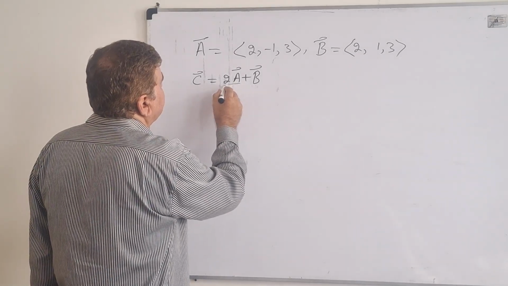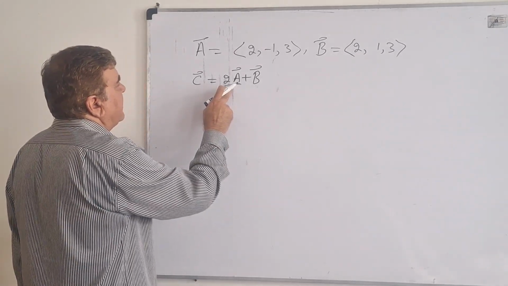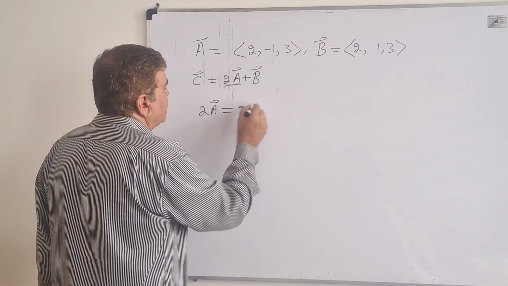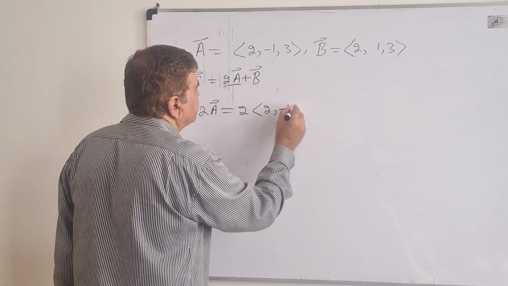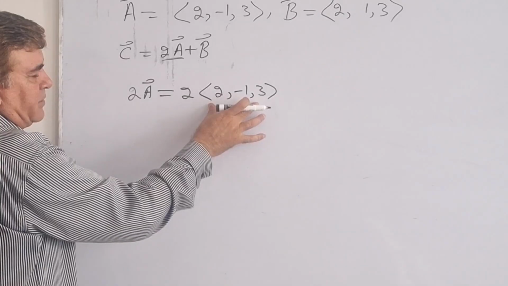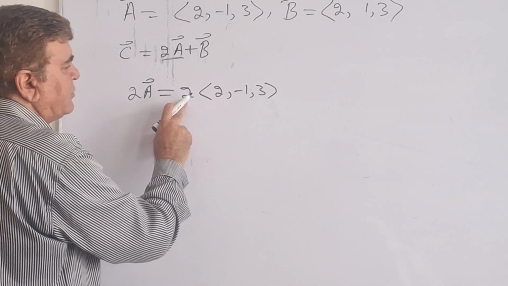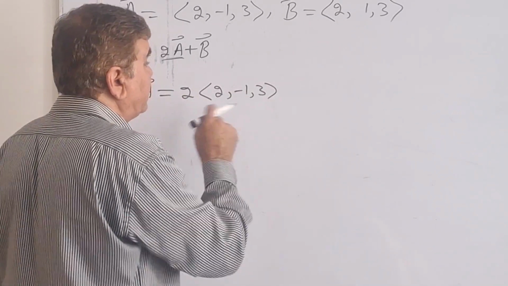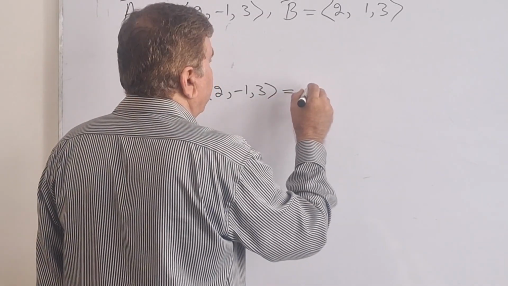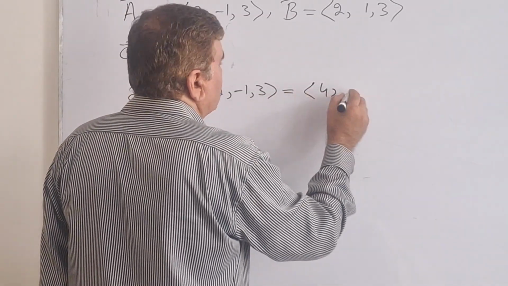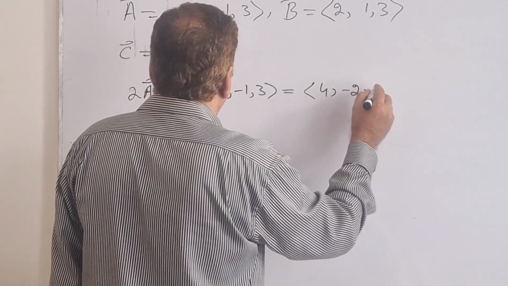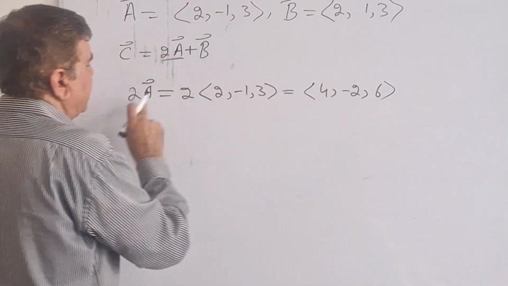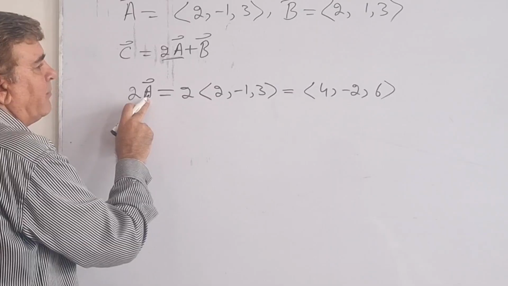So obviously for this, first I need to find this part of the relation, that is twice of vector A, and this means I should write it like this. This representation means I should multiply this 2 with every single number inside these angle brackets, and that I can do by 2 times 2 is 4, 2 times minus 1 is minus 2, and 2 times 3 is 6. So this triple now represents a vector twice the magnitude of vector A.